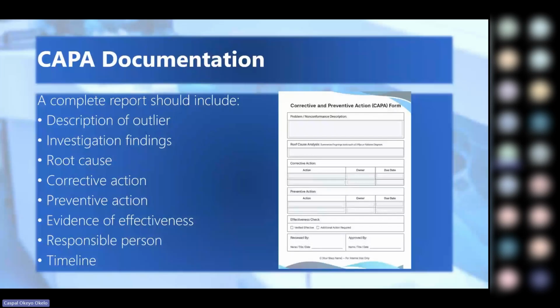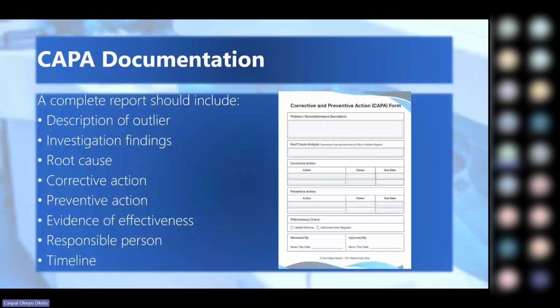So you have to document, and CAPA documentation will seek to answer key questions. Questions like what happened, when did it occur, what was the impact, what was the root cause, what corrective action was taken, what preventive action was implemented, and how will effectiveness of this preventive action be verified. So documentation will show logical thinking and not just actions.